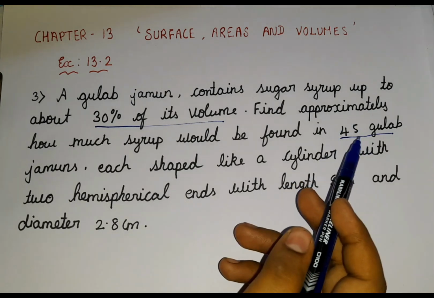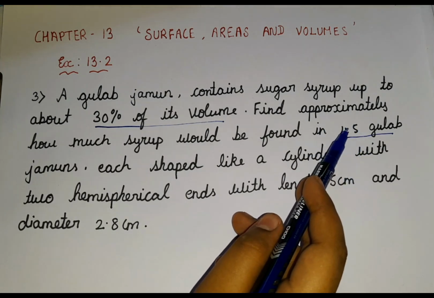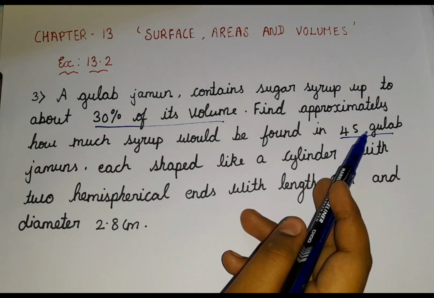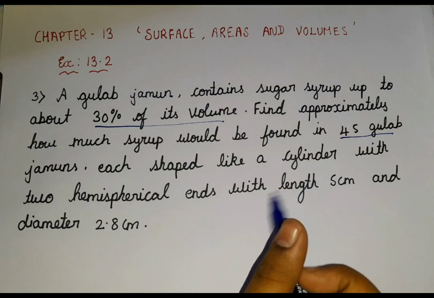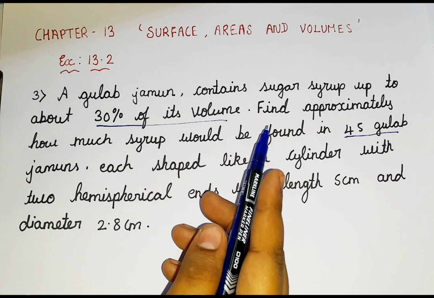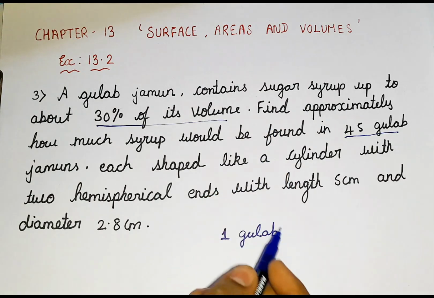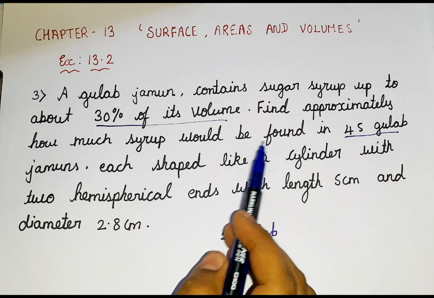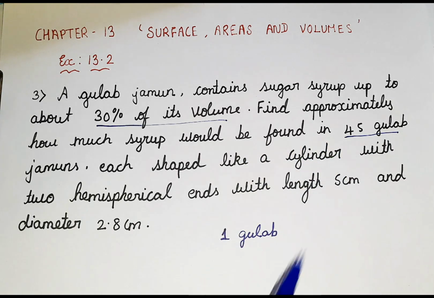So how to find it? If we want to know how much syrup 45 gulab jamuns can hold, then we should know how much syrup one gulab jamun can hold. Why? Because if we get to know how much syrup is there in one gulab jamun, then it is absolutely easy to find how much syrup is there in 45 gulab jamuns.